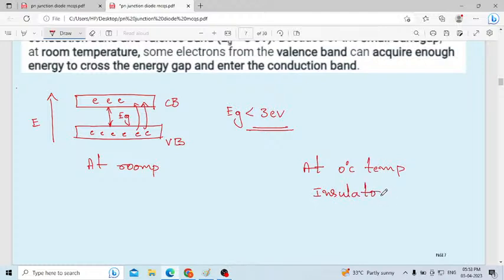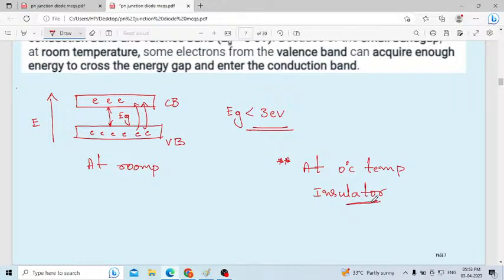Why will it act as an insulator? At zero temperature, the electrons present in the valence band will not move to the conduction band. When there are no electrons in the conduction band, there will be no flow of electrons, then there is no generation of current. That's why this is a very important concept you have to remember. At 0 degree, the semiconductor will act as an insulator.